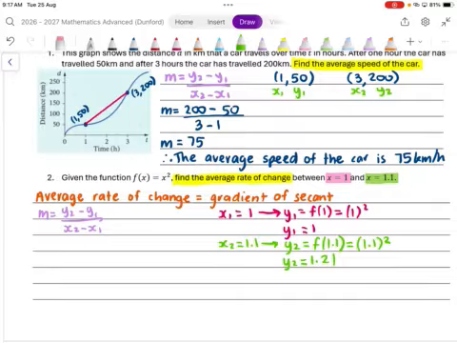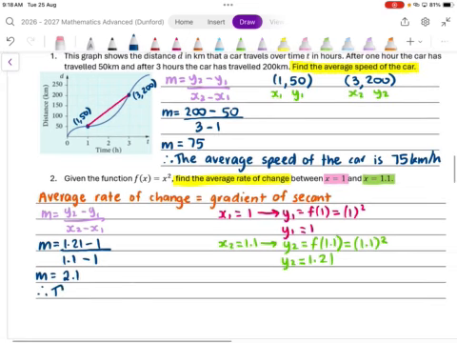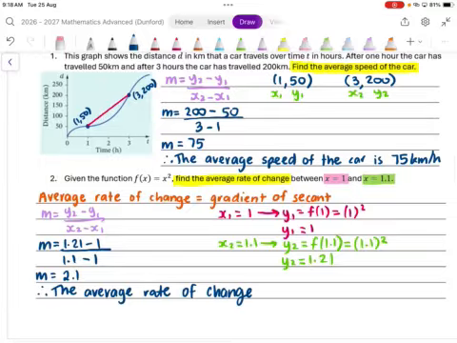So from here, we can now substitute into our gradient formula. We'll have m equals 1.21 minus 1 over our x2, which is 1.1 minus 1. When we put that into our calculator, we get that our gradient is 2.1. And we want to show that we know how to answer this. So we want to write, therefore, the average rate of change is 2.1.